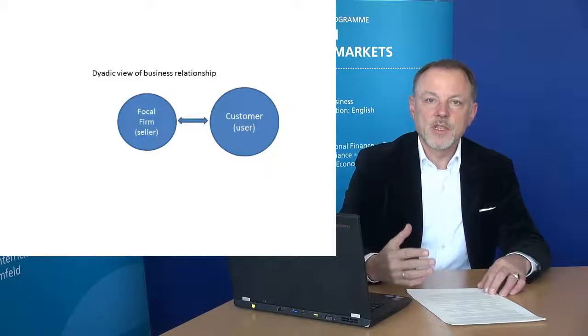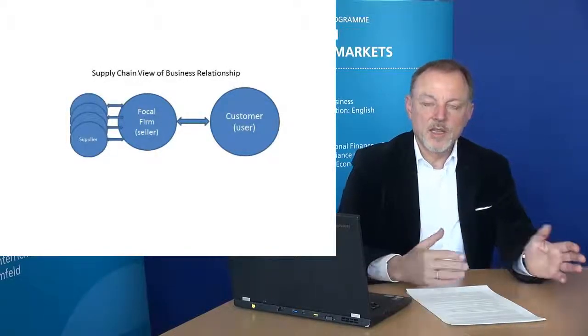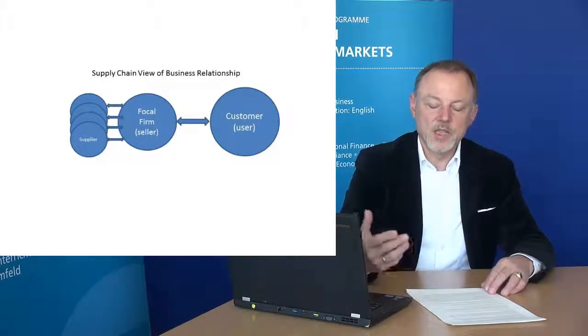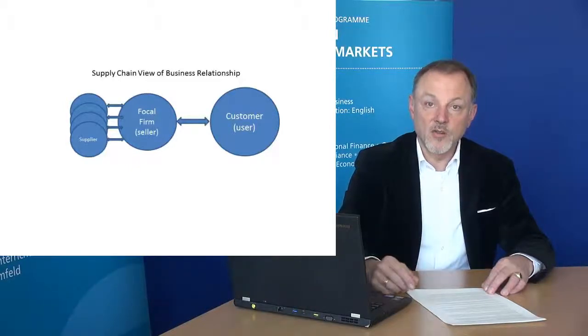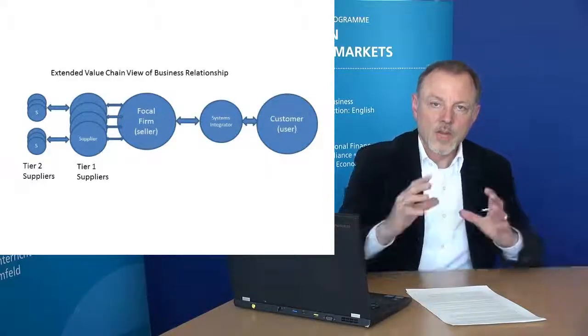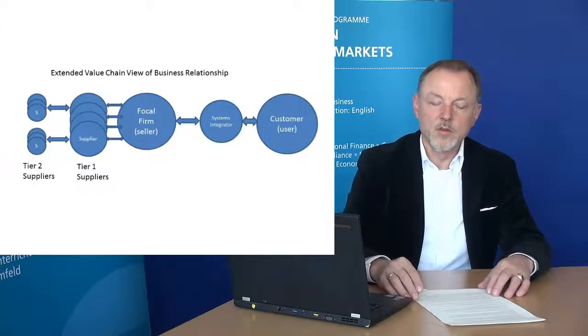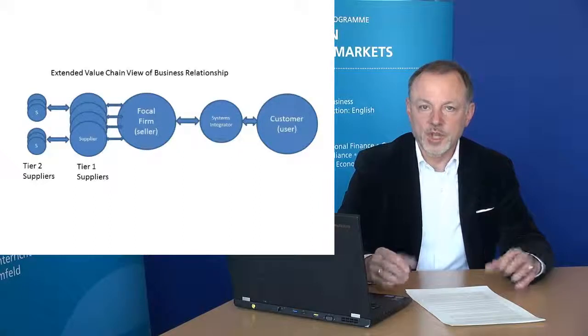This changed with the supply chain view. The relationship with suppliers was taken into consideration and was seen as increasingly important for the success of a business. So not only the upstream but also the downstream channel was taken into consideration, and we call this the extended value chain.